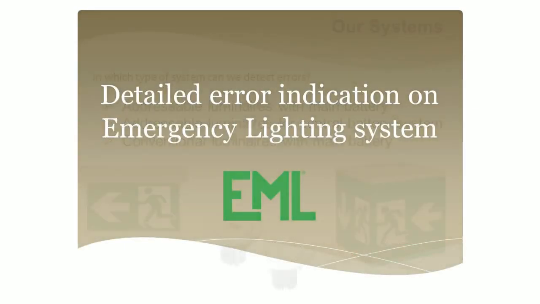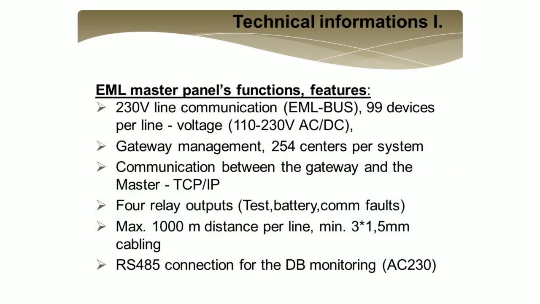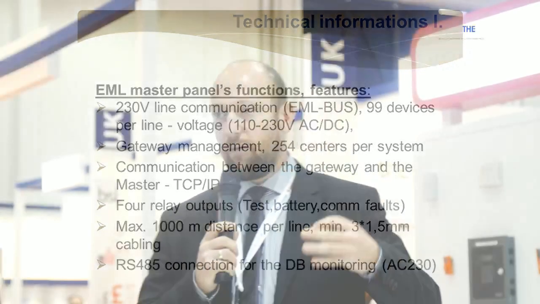Firstly, I start with some basic information about our system. We use this simple AC230 communication between the panel and the lights. It's very easy because we use only 2 core wires to communicate with these devices. You can make a big networked system with our panels. As you see, you can connect 254 panels in one big networked system. It can be a maximum of 10,000 devices in one system.